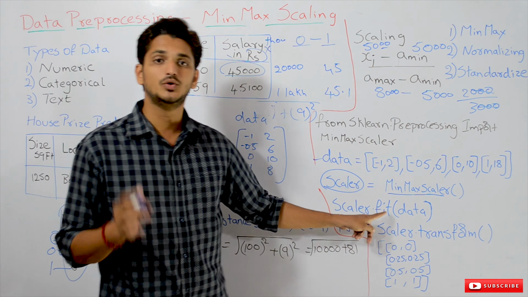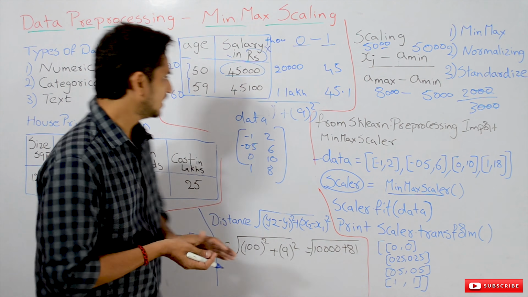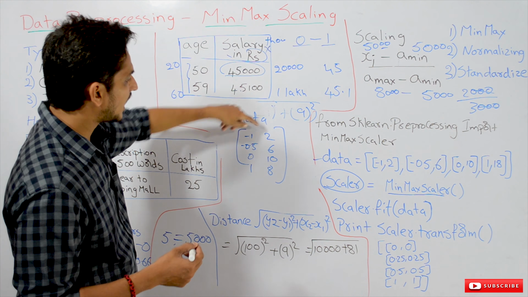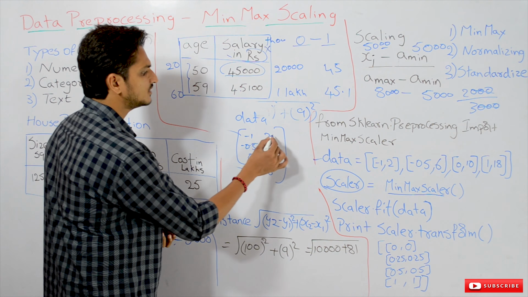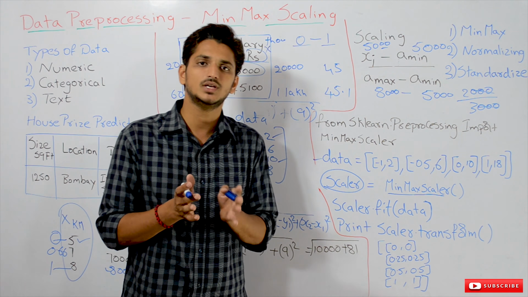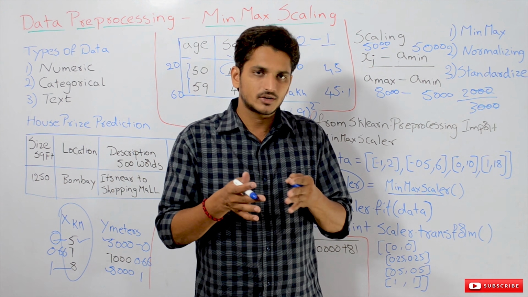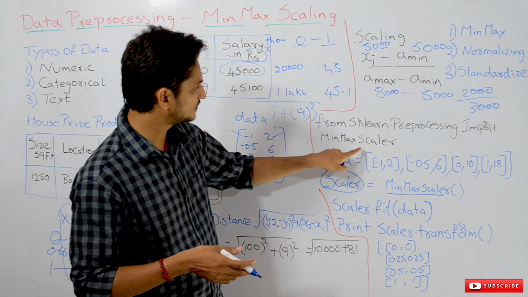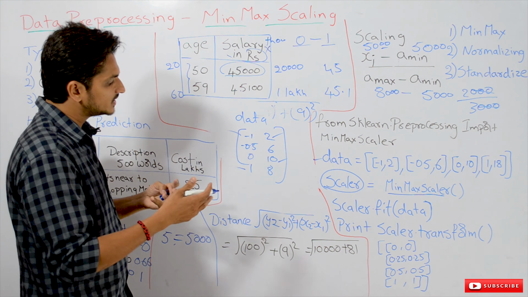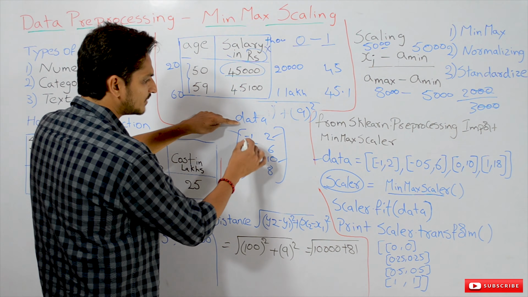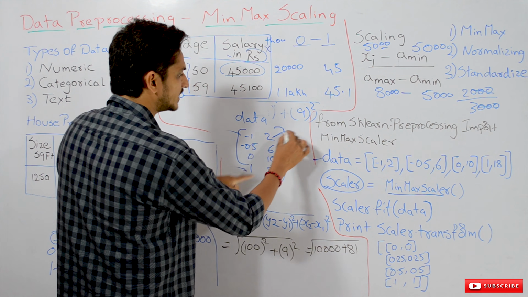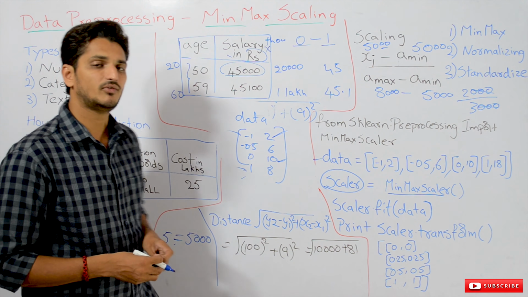What does the fit function do? When we use the fit function, it identifies how many columns there are in this data and identifies the minimum value and maximum value for each column. That is what the fit function does. Fit means the required calculations are done: it checks each column and identifies the minimum value and the maximum value.